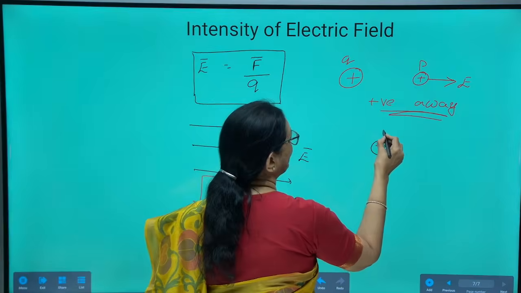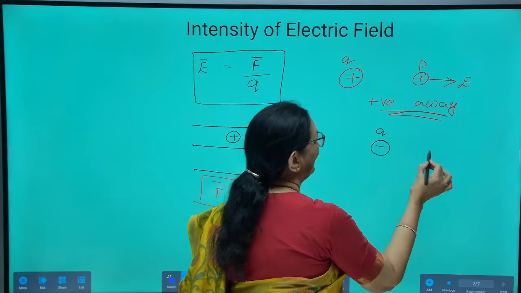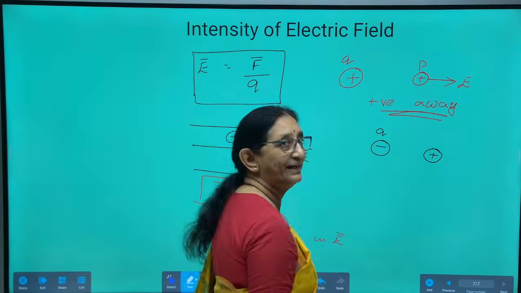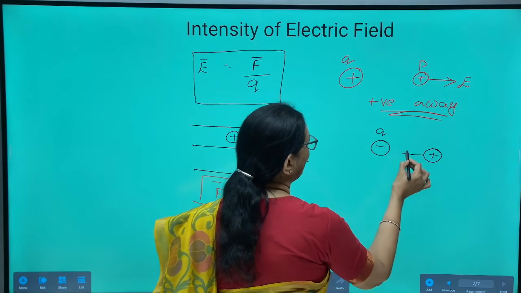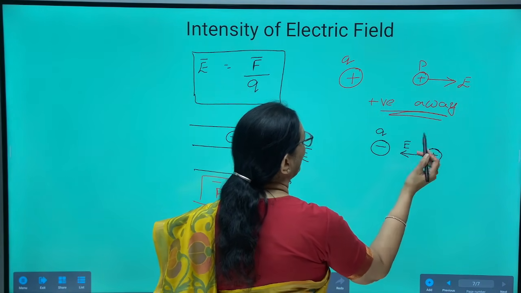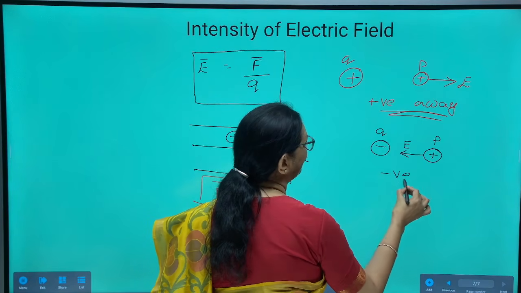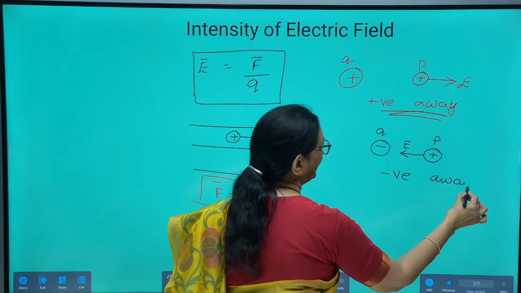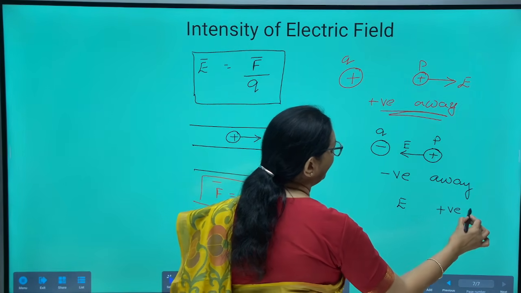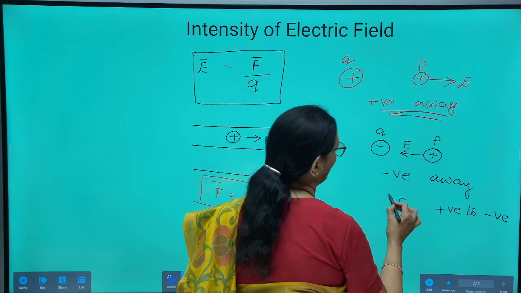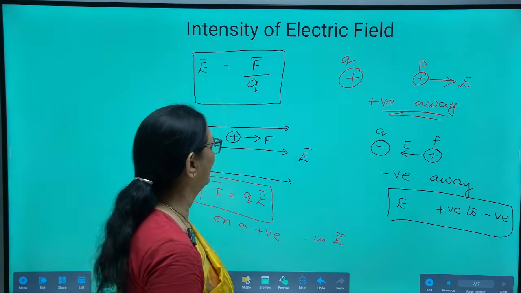Suppose this is a negative charge, and we want to find out the electric field intensity direction at this point. Still we need to imagine a unit positive charge. On this unit positive charge, this negative charge exerts attraction in this direction. So, electric field intensity at any point due to a negative charge is towards it. So, we can say electric field intensity is a vector from positive to negative charge.